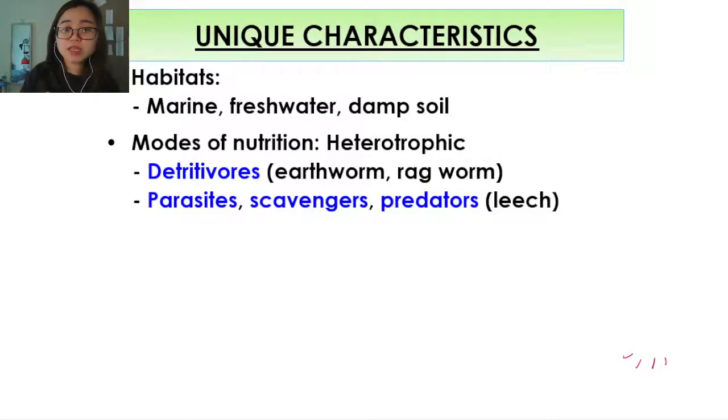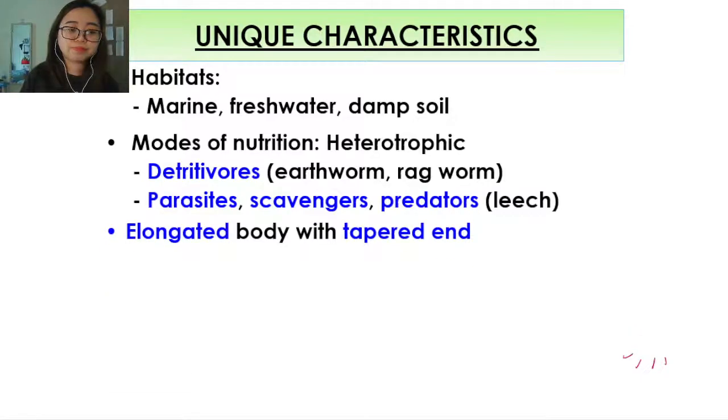Parasites, if it is parasitizing off another organism, okay, dia memudaratkan organism lain, dia parasite. Scavenger, kalau dia sedang makan sisa-sisa yang ditinggalkan oleh organism lain. Ataupun dia predator. Dia sendiri pergi cari mangsa. Dia adalah pemangsa yang cari mangsa. So, leech can be used as an example for predator. And of course, there's more examples out there. Feel free to search for your own organism.